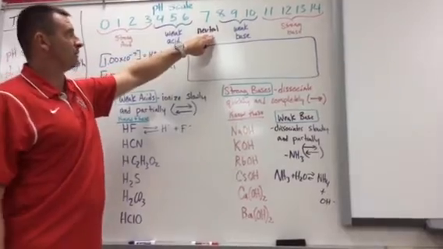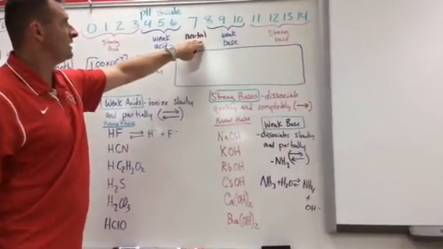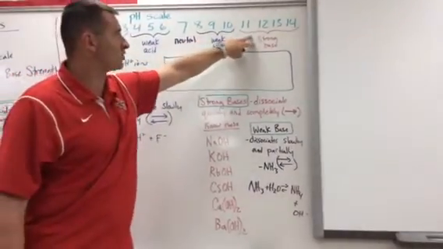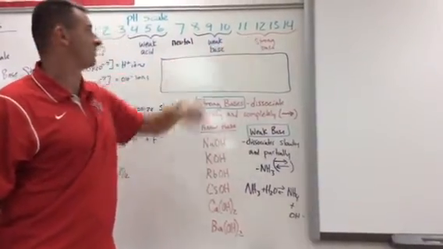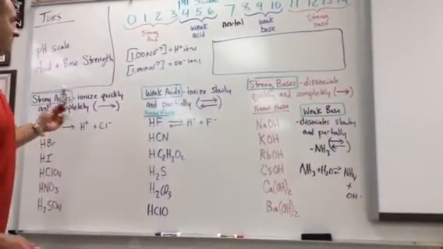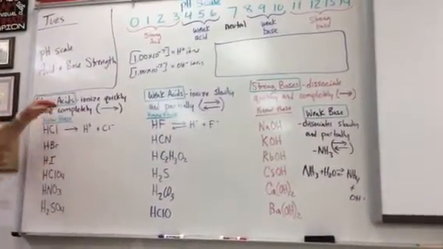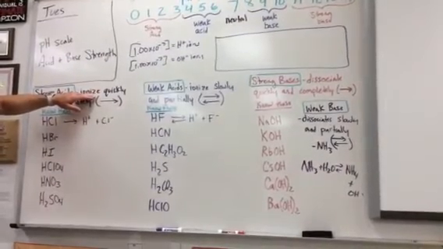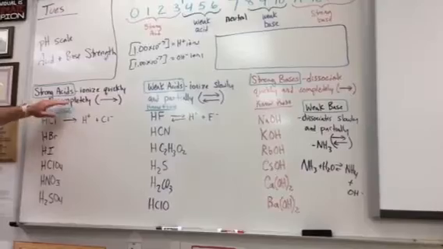Neutral, and we're going to explain what neutral means in a minute, but neutral is 7, and then a weak base is 8 to 10, and a strong base is 11 to 14 on the pH scale. All right, now, what does that mean to be a strong acid? What it means is that it's going to ionize, which means break apart into particles quickly and completely.